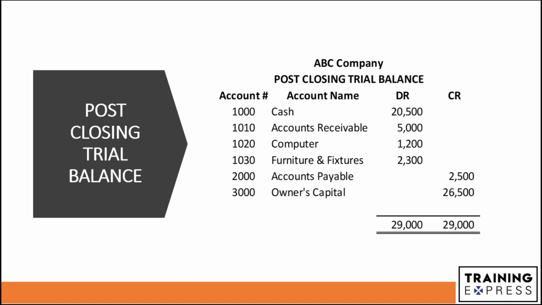At the end of closing, ABC Company has prepared a post-closing trial balance. Try to note one thing here, that in this post-closing trial balance, only permanent accounts are appearing. Cash, accounts receivable, computer, furniture and fixtures, accounts payable, and owner's capital. Now next year, ABC Company will start with these balances. Ending balances of this year will become the beginning balances of next year, and then next year ABC Company will start recording its revenue, expense, and withdrawals account balances from 0.